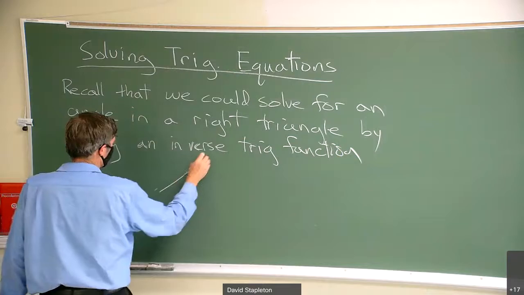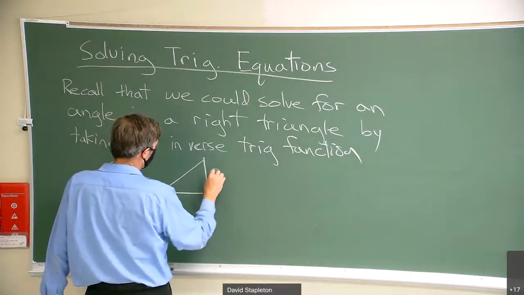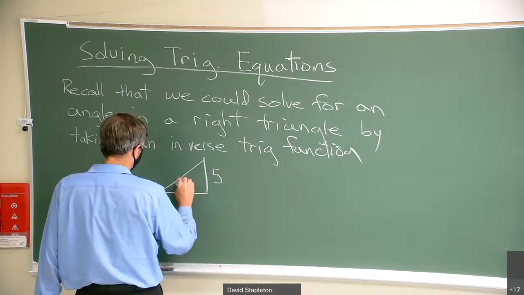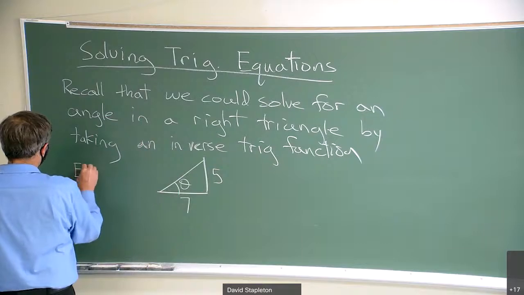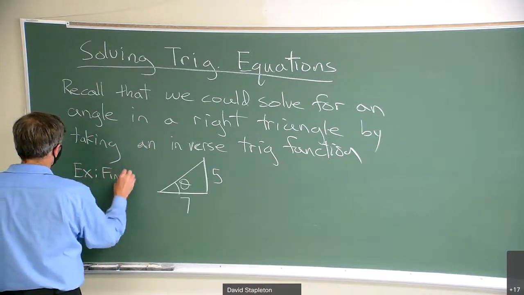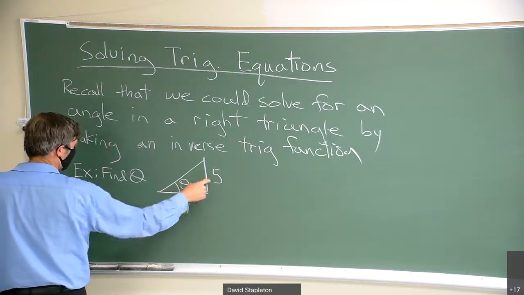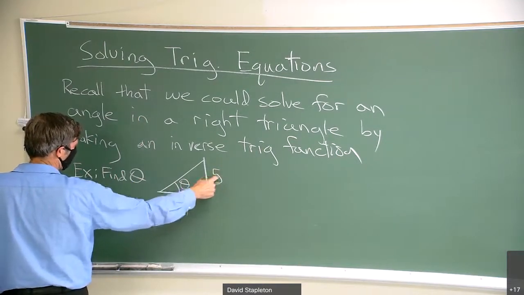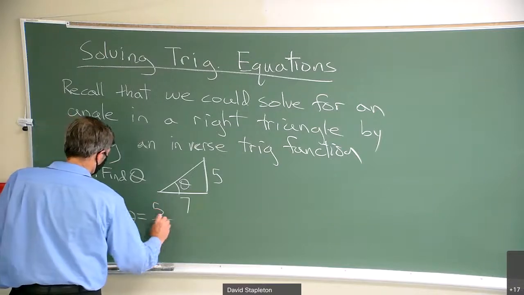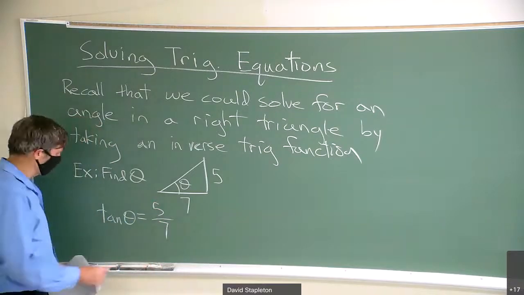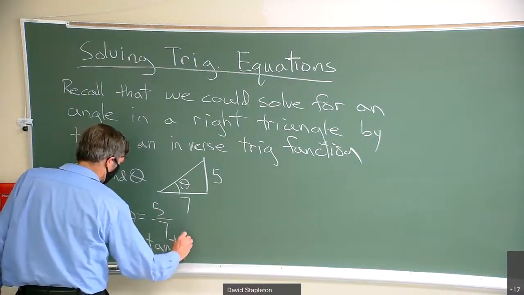For instance, if I have this triangle here, 5 and 7 and theta, I could say find theta. It's easy, right? You simply say the relation between the angle and the two sides is tangent is equal to opposite over adjacent. So tangent theta equals 5 sevenths. And now immediately in a right triangle, just write theta is the inverse tangent of 5 sevenths, and you're done. This works in any right triangle.